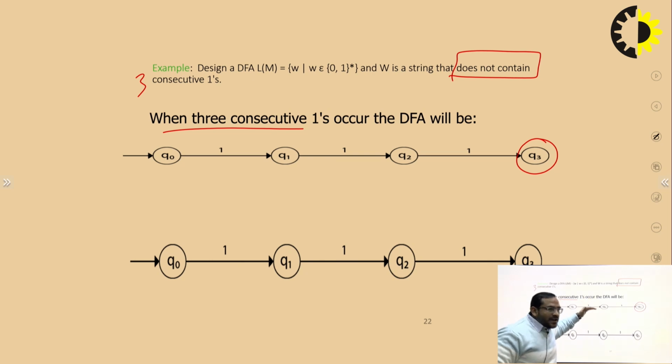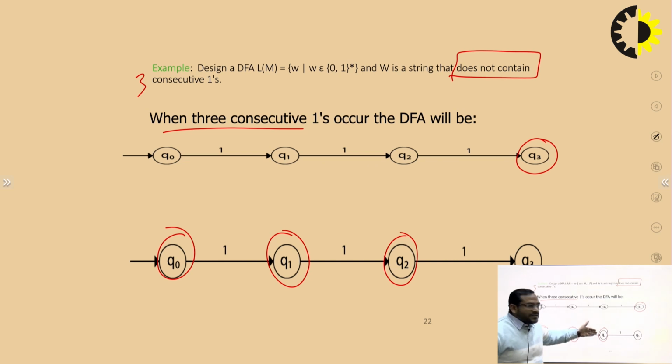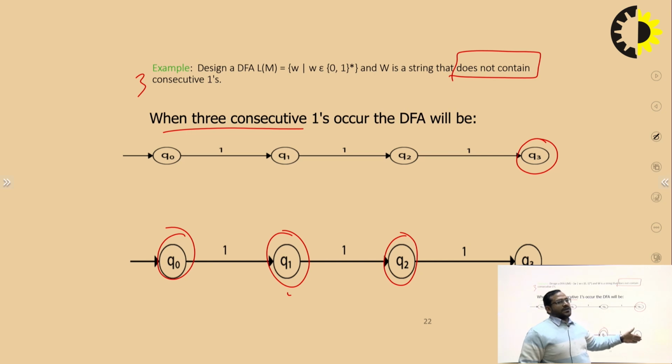Once you design it, you just reverse the process. Reverse in the sense that the final state becomes a non-final state, and all the other non-final states we create as final states. So you can see whenever two consecutive ones are here, it is in a final state. Whenever three consecutive ones occur, it is in a non-final state.